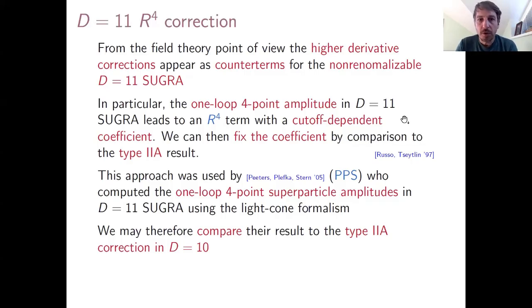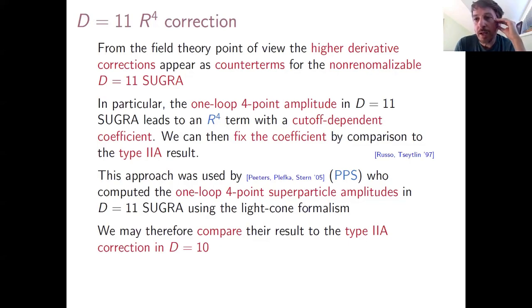So in particular, if you compute the one loop 4-point amplitude in 11-dimensional supergravity, it leads to an R to the 4 term with a coefficient which is cutoff dependent. So I think it's cubically divergent, if I remember correctly. But the structure of those terms, if you do it in a way that respects supersymmetry, you will find the supersymmetrization of the R4 term with some divergent coefficient. But you can instead decide to fix that coefficient by comparing to the type 2A string theory result. So this is something that was argued by Russo and Tseytlin, for example, in 97.